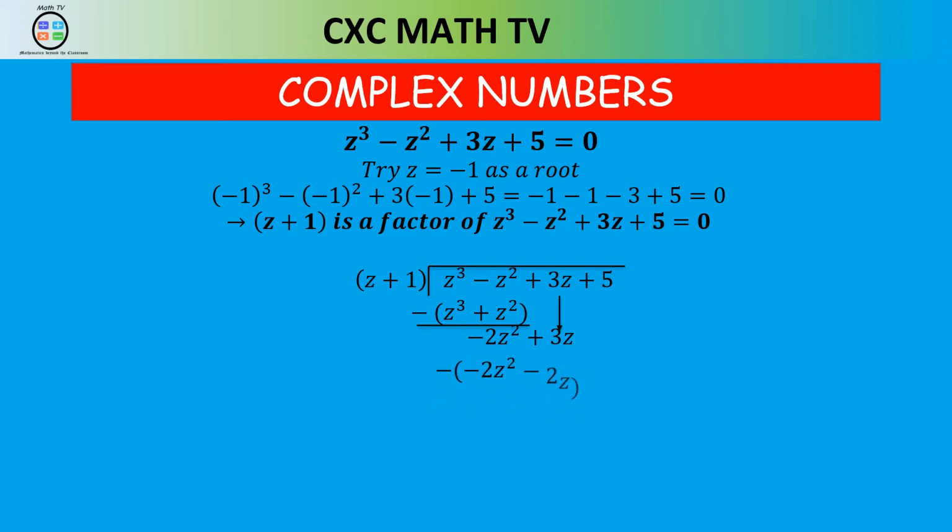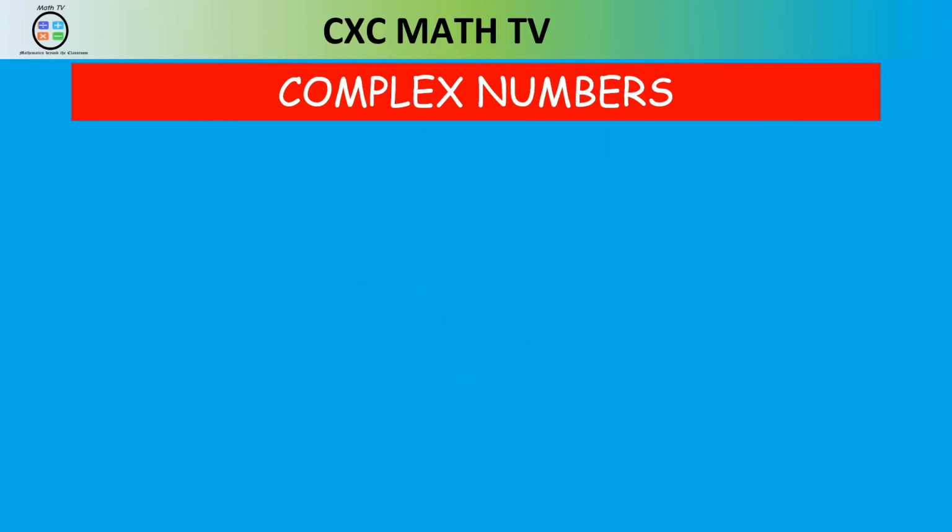After doing all of our polynomial division, we end up getting that z squared minus 2z plus 5 is the other factor. Then what would you normally do? Now what we can conclude is that z squared minus 2z plus 5 times z plus 1 is equal to 0. And if the product of two numbers is 0, then we can conclude that either z squared minus 2z plus 5 is 0 or z plus 1 is 0.